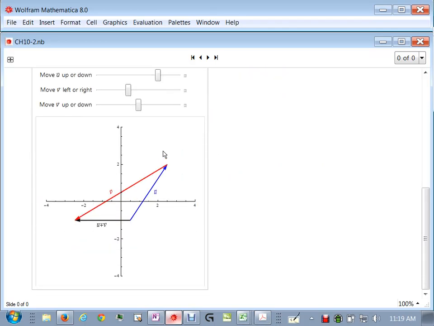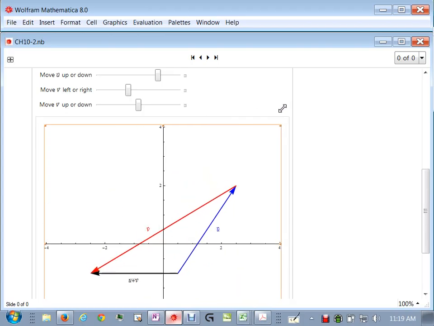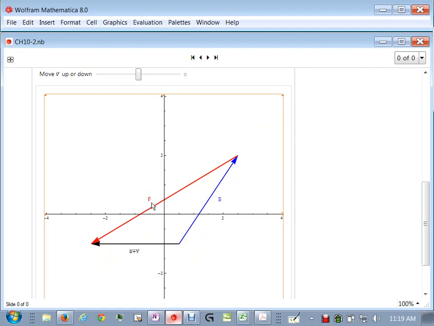I have a red vector, which I'm calling V. I have a blue vector, which is U. And if I add the 2 together, I take this U here. We take the tail of V and paste it to the tip of U, right? That's the tail of V to the tip of U.